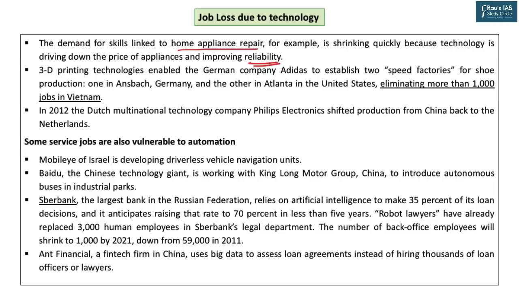The 3D printing technologies, based on which UPSC asked a question in the 2018 prelims examination. Adidas established two speed factories, one in Germany, another in Atlanta in the US. And these speed factories, involving robots and artificial intelligence, enabled the company to eliminate more than 1,000 jobs, and it wound off its operation units in Vietnam.